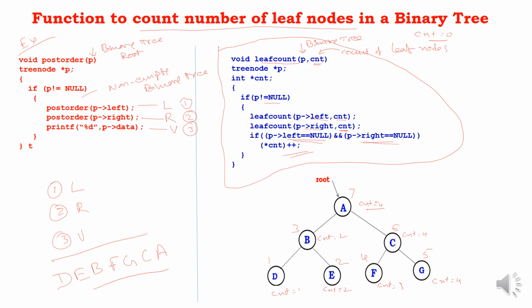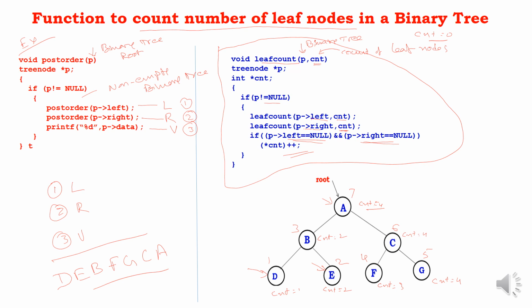How to check? If P left is null and P right is null, increase count. Suppose P is pointing to D: is D left null? Yes. Is D right null? Yes. Increase count. When P is pointing to E, is P left null? Yes. P right null? Yes. So increase count. When P is pointing to A, is A left null? No. A right null? No. So count is not increased. Count remains the same.